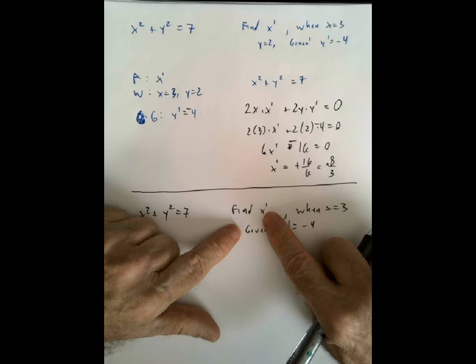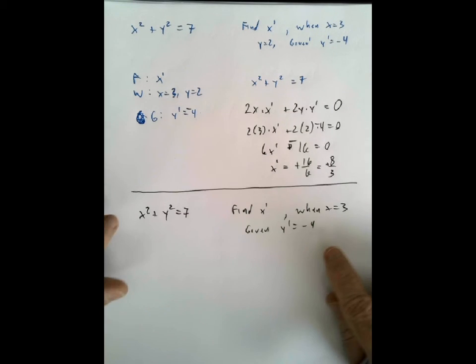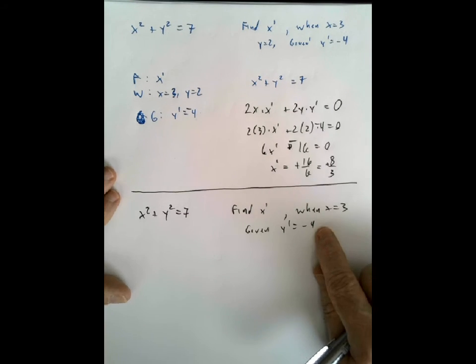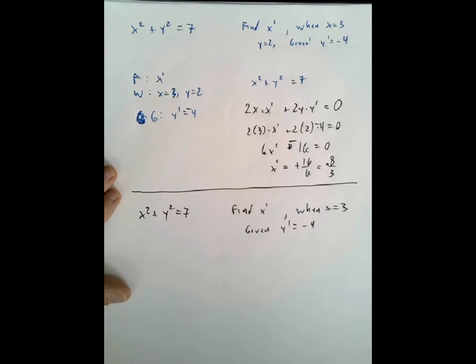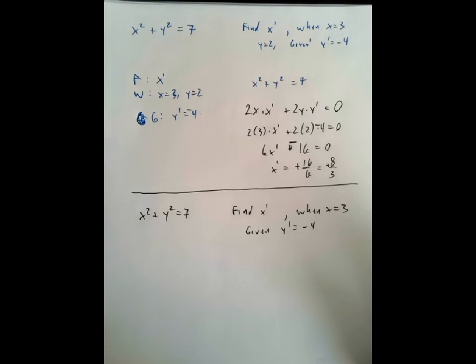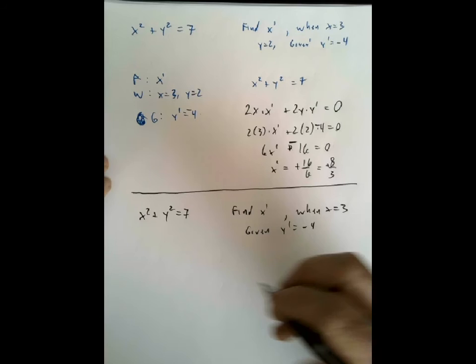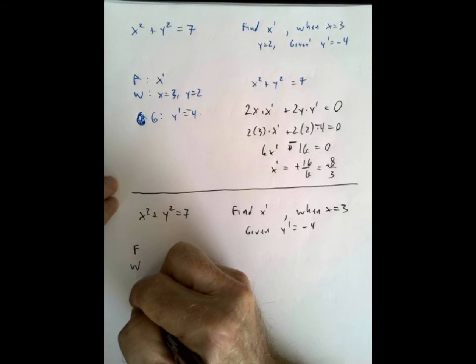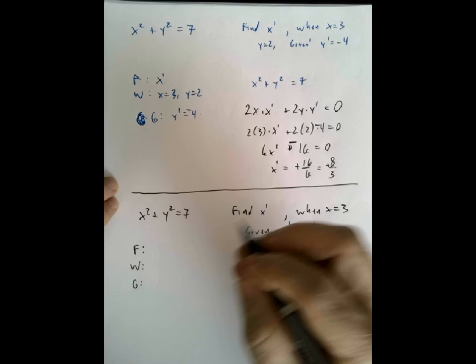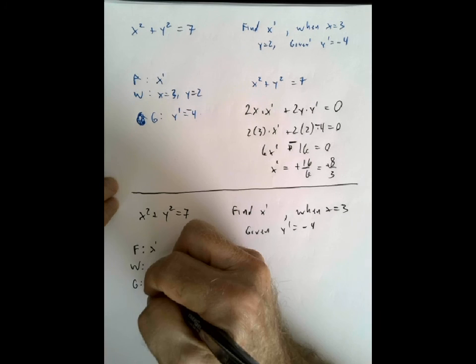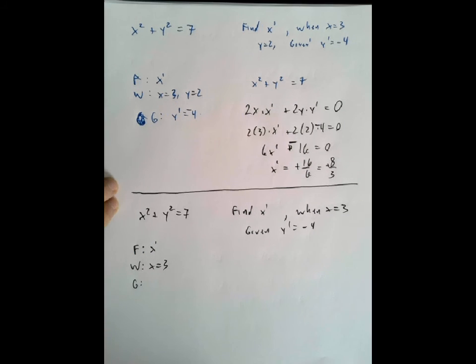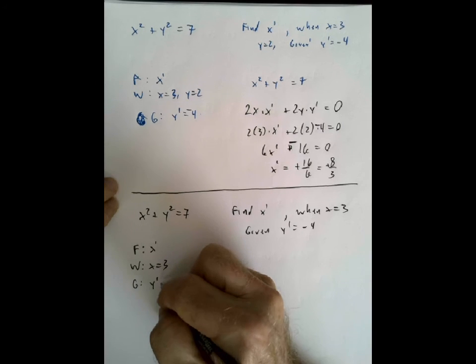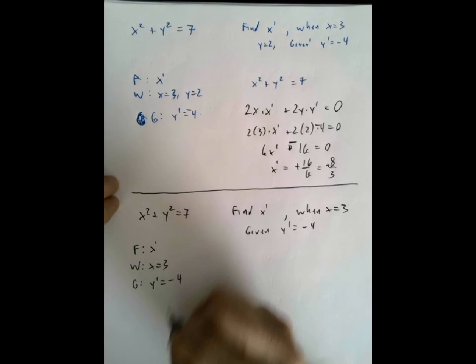Here, find x prime when x is equal to 3, given that y prime is equal to negative 4. Now in this version of the solution, I'm not going to tell you what y is. So how are we going to know? Let's proceed from just this information. We still do find when given. Still looking for x prime. We're given when x is exactly 3, and that the other related rate is still negative 4, right?